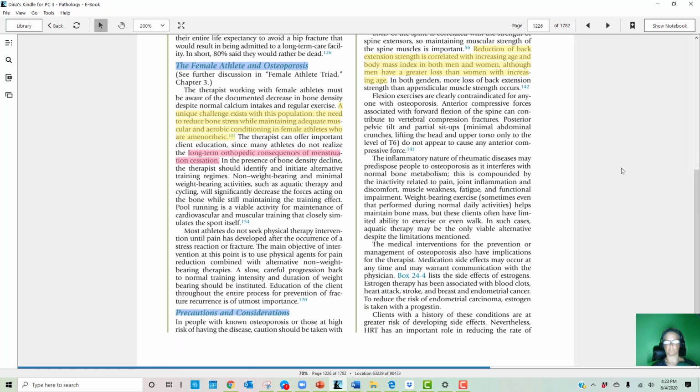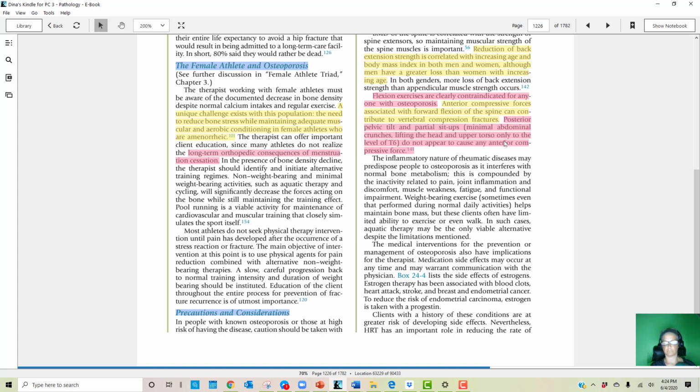Flexion exercises are clearly contraindicated for anyone with osteoporosis. Anterior compressive forces associated with forward flexion of the spine can contribute to vertebral compression fractures. Posterior pelvic tilt and partial sit-ups, minimal abdominal crunches, lifting the head and upper torso only to the level of T6, do not appear to cause any anterior compressive force.